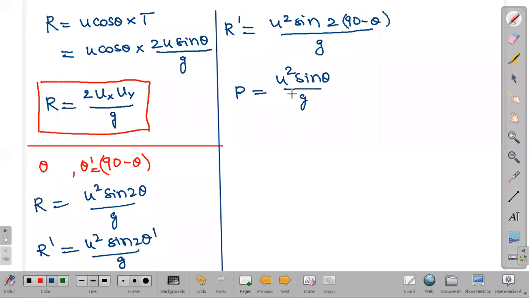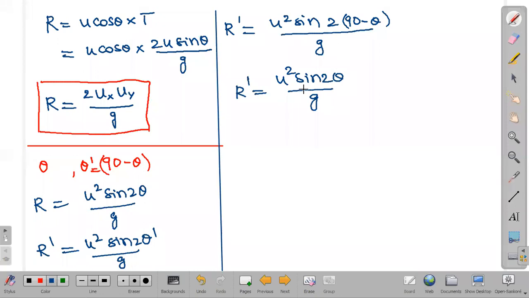Okay, so r dash, we also got u square sine 2 theta by g, so just a minute. So u square sine 2 theta by g I'll be getting. Sine 90 minus theta is sine theta only, so this factor I am not considering. So the same factor is coming over here also, right?